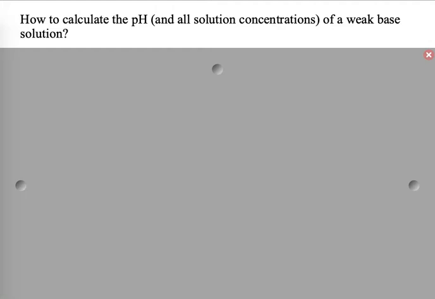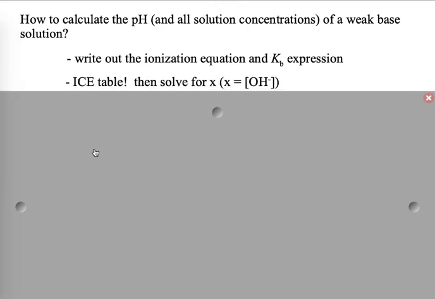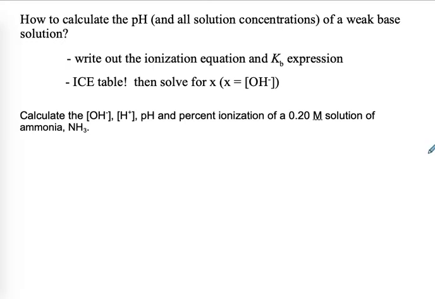So, how do we calculate the pH and all solution concentrations of a weak base solution? Pretty much the same way we did with weak acids. We write out the ionization expression and the Kb expression, like we just did in the previous slide, and then, as we learned in chapter 13, we use an ICE table to solve for x. In this case, x is not the concentration of hydrogen ion, it is the concentration of hydroxide ion. So let's do an example. Calculate the hydroxide ion concentration, the hydrogen ion concentration, the pH, and the percent ionization of a 0.20 molar solution of ammonia. So let's begin by writing out the ionization equation.